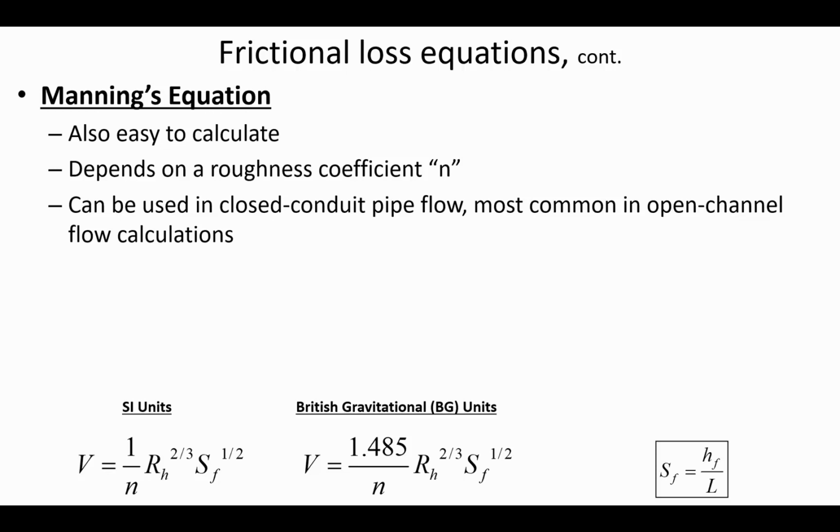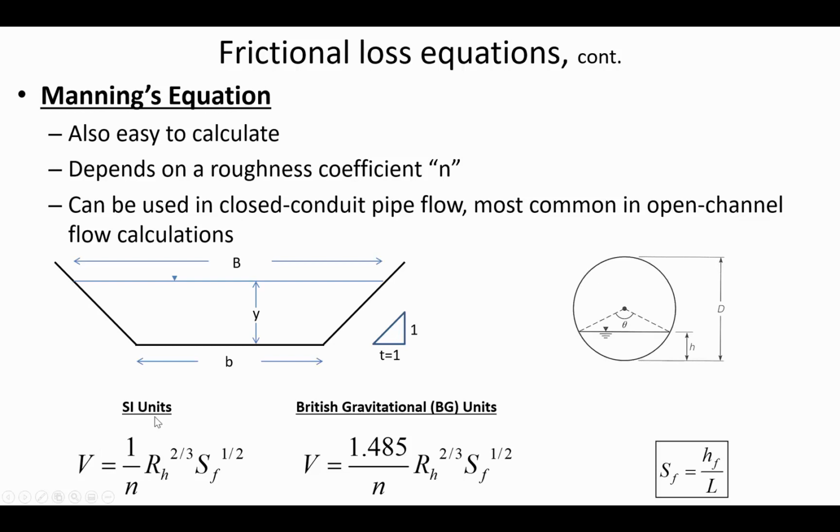Rather than a C value or an f value, the friction factor in Manning's equation is called n. And you'll notice that the friction factor n is in the denominator of this formula to find the flow velocity. And so that means that relatively smaller n values are for smooth pipes, and a large n value is for a rough pipe. So if you have a large n value down in the denominator, then that would decrease the velocity that's possible through the conduit.